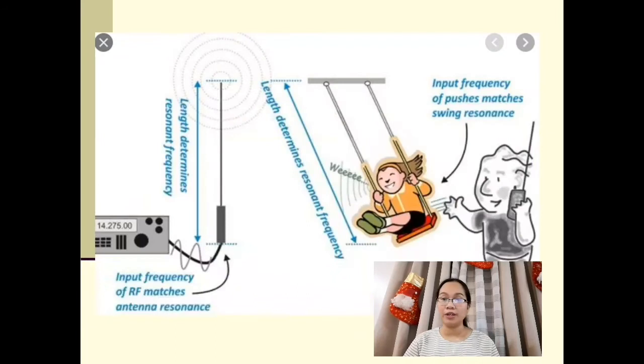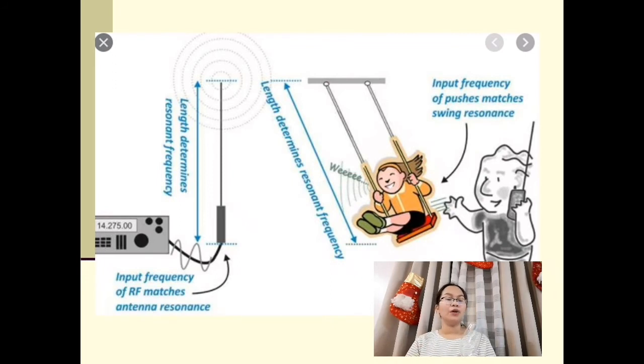Okay, recall when you were younger and you were playing on the swing, and sometimes there's a tendency wherein the swing tends to move higher. Parang natsyempohan nyo siya so that it will be at a higher amplitude. Mas mataas na yung swing niya. So that happens if the frequency of the push meets the natural frequency, or the resonance frequency, of the swing. So that is also forced vibration or resonance.